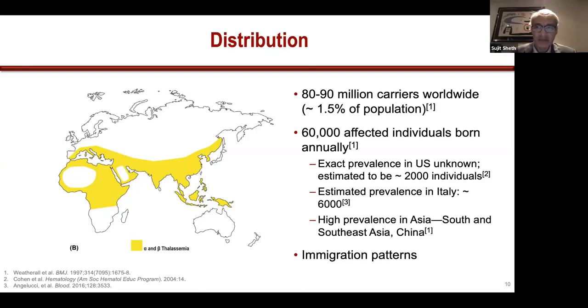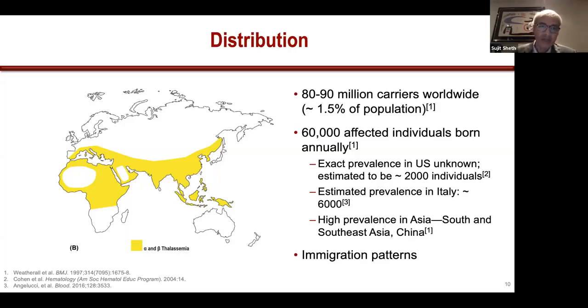Approximately 60,000 individuals are born annually with this disease. The exact prevalence in the United States is not known, but is estimated to be about 2,000 individuals. The estimated prevalence in Italy, as a comparison, is about 6,000 individuals. However, the highest prevalence is in Asia, South and Southeast Asia, including the Indian subcontinent, all the way through Laos, Vietnam, Cambodia, Burma, Thailand, into China as well.